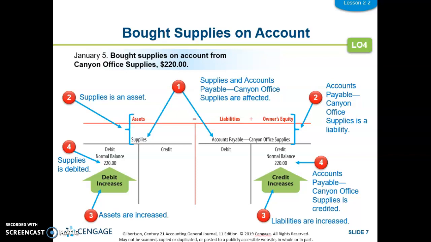One thing here that people think is that one account needs to increase and one account needs to decrease. That's not true. The only thing that needs to match is we need to have a debit and a credit, which we do in this transaction here.